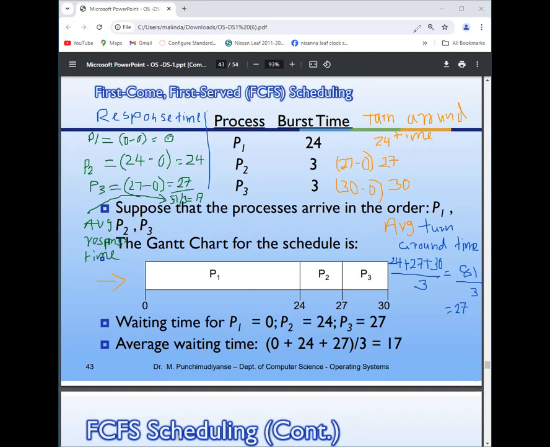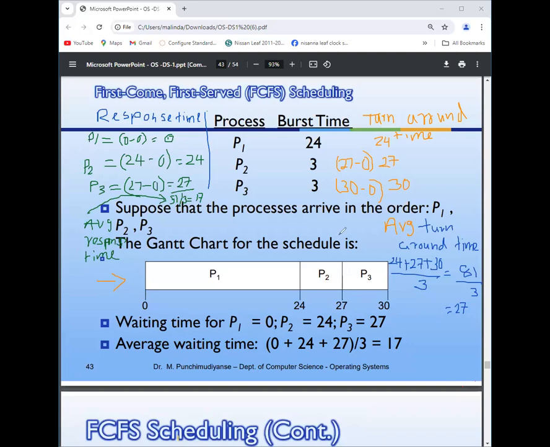Turnaround time, of course, is from admission until it completes and leaves the queue. That is the time spent. So I hope you understood these concepts, and the first come, first served scheduling algorithm. Is that clear, everybody? Yes, sir. Okay, so let's move on to the next algorithm.